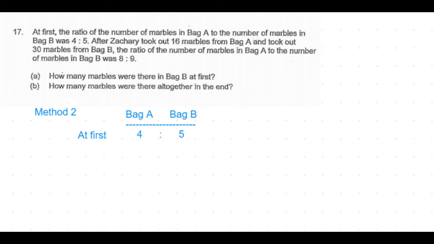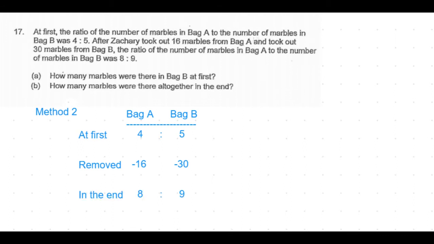Let's now look at the second method of solving this same problem. So here we have the same bag A and bag B, and at first the ratio is 4:5. After removing 16 marbles from bag A and 30 marbles from bag B, we have in the end the ratio is 8:9.